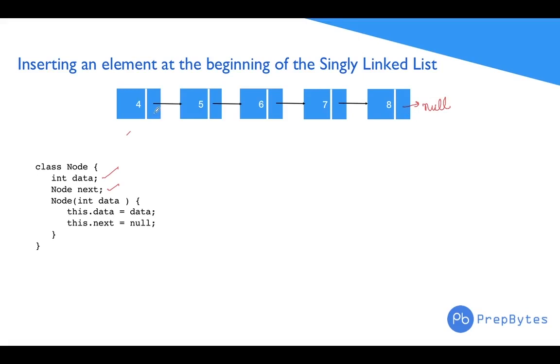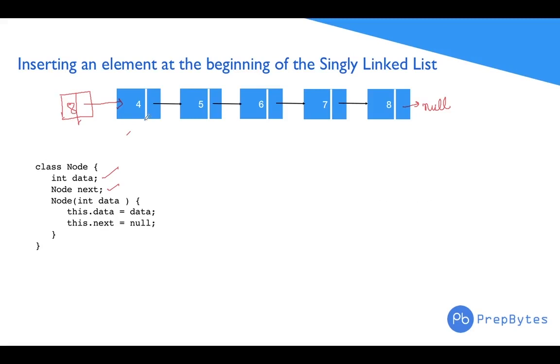Now we have to talk about inserting an element at the beginning of the linked list. By the beginning of the linked list, we mean that this is the first node of the linked list and we have to insert a node even before this particular node. So we want something like this to happen. Let's say this particular node will have data as 8. So now how will we do that?